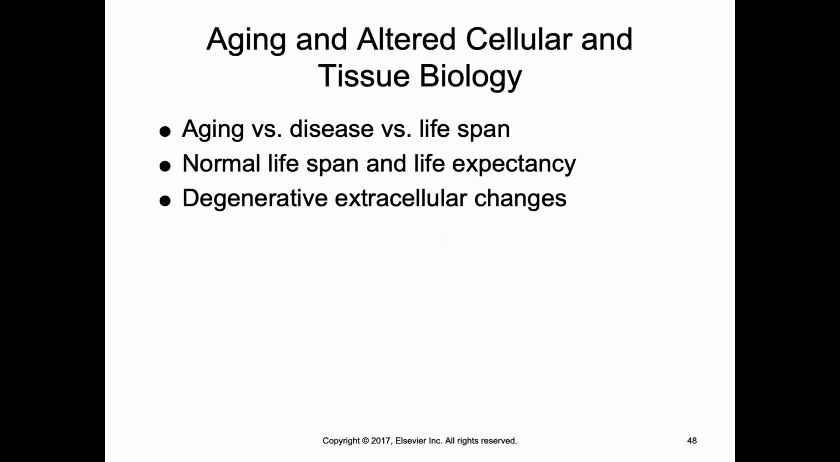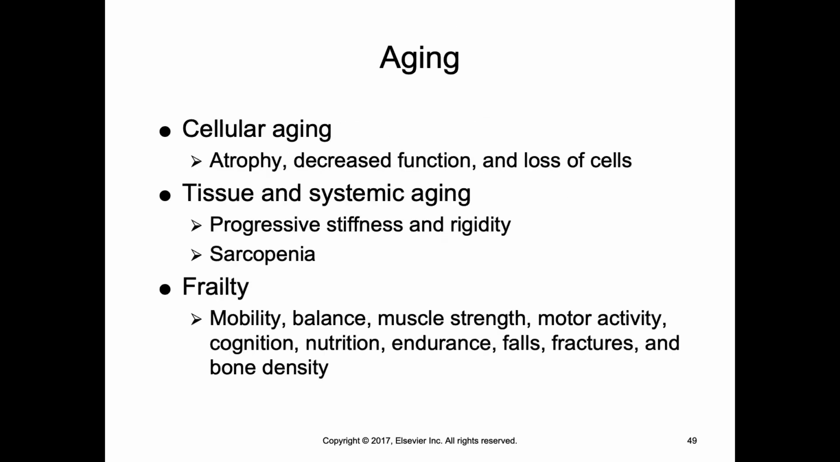Aging versus disease versus your lifespan. We have to talk about the changes that take place in cells over time. Normal lifespan and life expectancy and degenerative extracellular changes. So it's not news to anybody here that we're all going to die one day. Cellular aging is characterized by atrophy, decreased function, loss of cells. Tissue and systemic aging: progressive stiffness and rigidity, and sarcopenia.